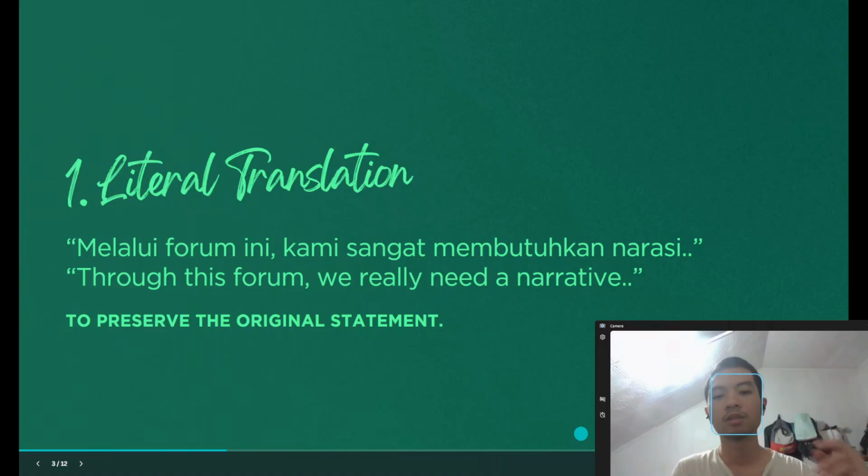So why I choose this technique, because I have to keep the meaning and wording as close as possible to the source text without adding or changing any information. This technique is commonly used in informative text where accuracy is more needed than creativity.